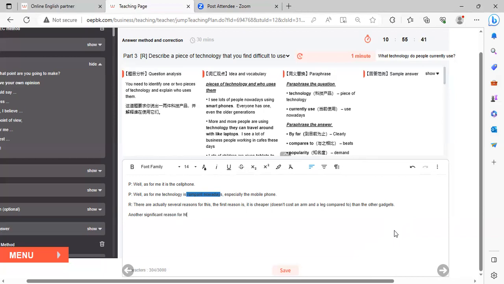It is portable. This is its portability. Handy. Portability, since it is handy. Good job. Do you have another reason for this?